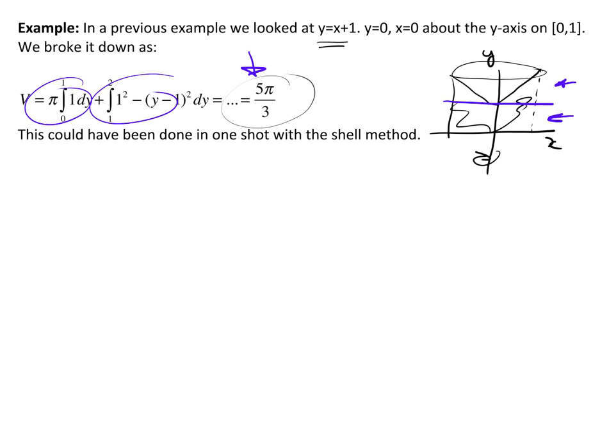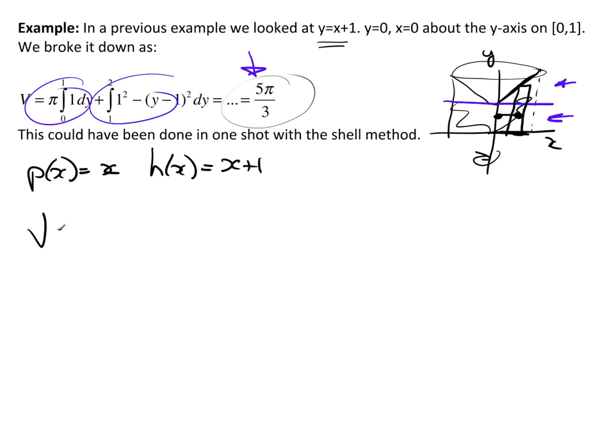But the nice thing about the shell method is I could do this exact same thing all in one shot. So if I'm revolving about the y-axis, then my representative rectangle is going to look like this. This is what I'm going to be spinning around. So p is going to go from the axis of revolution to the center of the rectangle. And the height of this rectangle is just going to be this function minus 0. So p of x is just going to be x. And h of x, the height of that rectangle, is just going to be x plus 1.